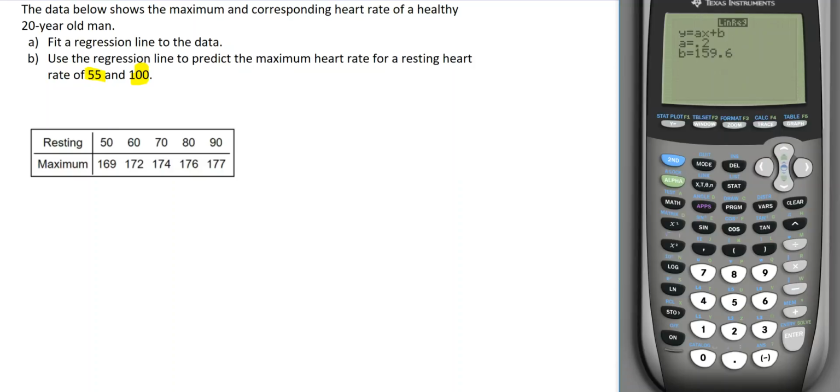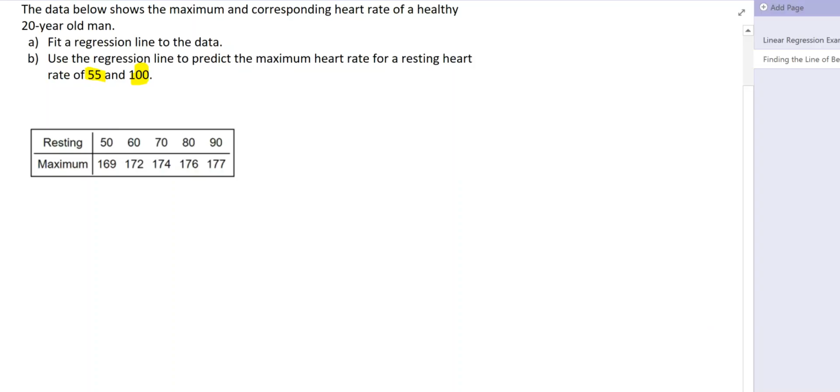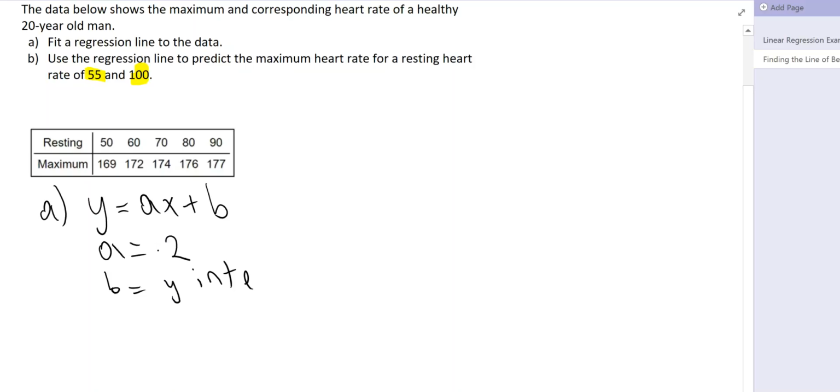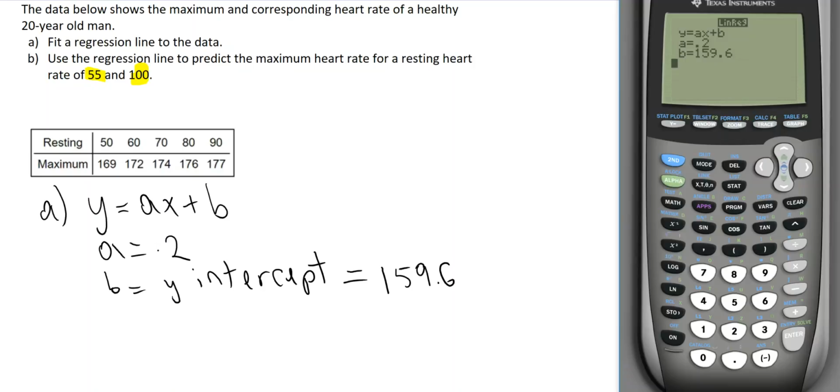When you calculate, it will give you that this line is 0.2 times X plus b, 159.6. So let's write this down. The linear regression line is ax plus b. So instead of mx plus b, we have ax plus b. A is the slope, it was 0.2, and B is the y-intercept, and it was 159.6, I believe. Let's double check.